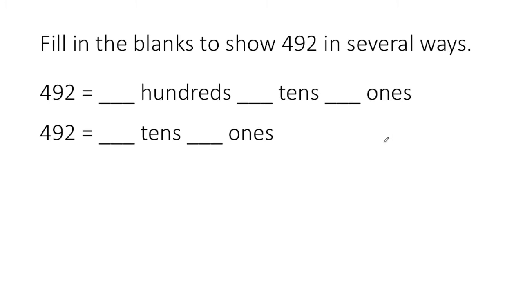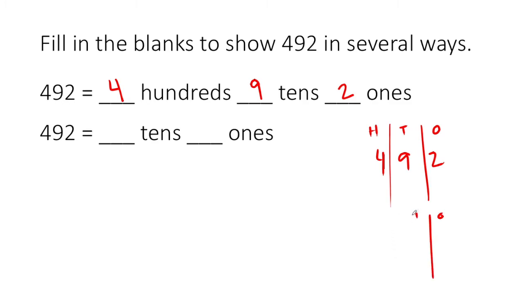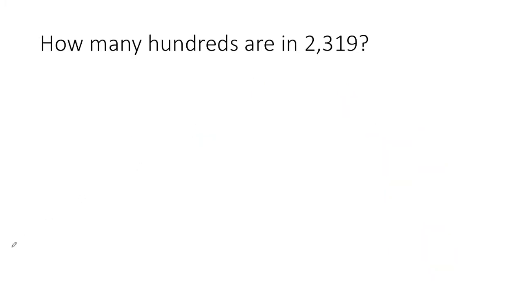Now we can take the work that Miss Gallagher taught us and use it to show the different forms of 492. When I put 492 in the place value chart, I see I could write it as 4 hundreds, 9 tens, and 2 ones. Or if I rewrite it with just tens, I can see that it's 49 tens and 2 ones. Let's try one more for good luck.